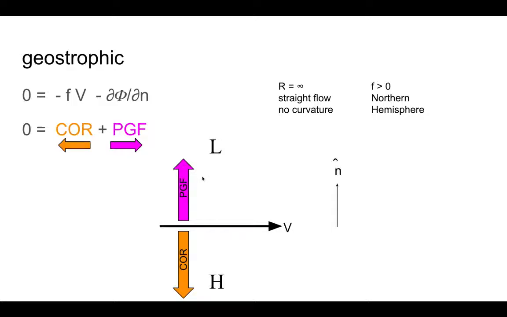And that's what we see when we assume the flow is geostrophic. So again, this would be for perfectly straight flow, and the height contours in this case would just be straight lines with lower heights to the left of the flow. And we can rearrange this to solve for V, and that's what we call a geostrophic wind.